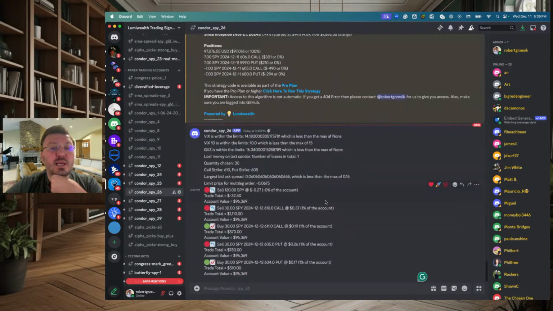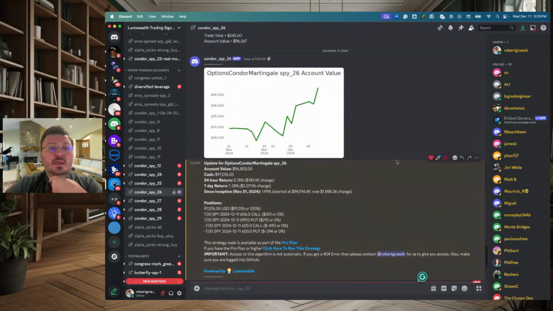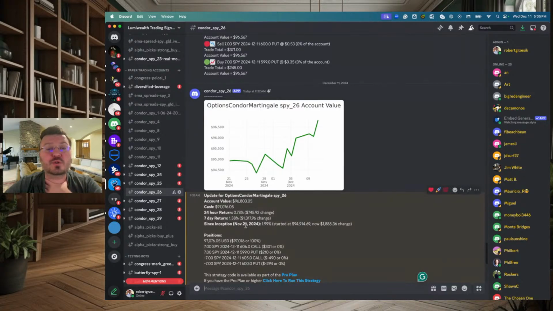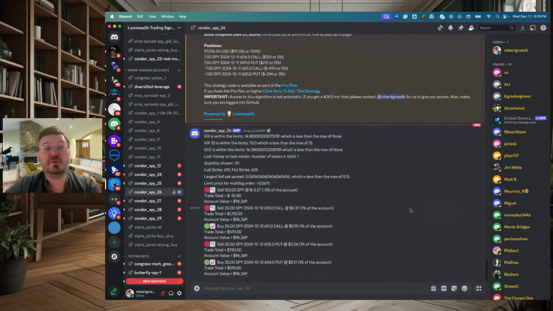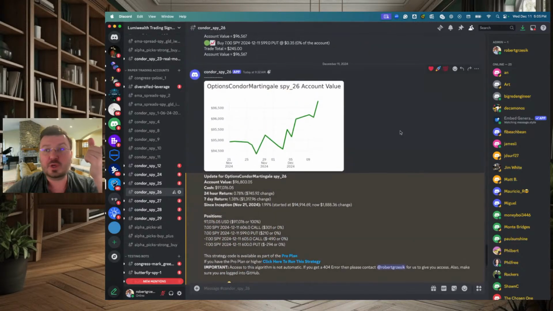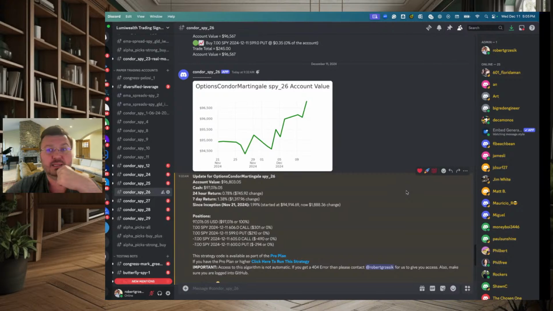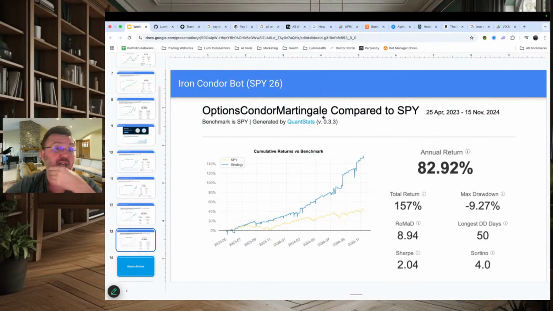This is one that I really like. This is that SPY 26. We just started running this one. I started this on November 21st. It's already up 2%. I expect this one to do very, very well. Again, I'm going to be putting real money into this very shortly. As soon as it moves over, I'm going to be putting about $6,000 into this one here. Right, this is the SPY 26 and how I expect it to actually turn out.